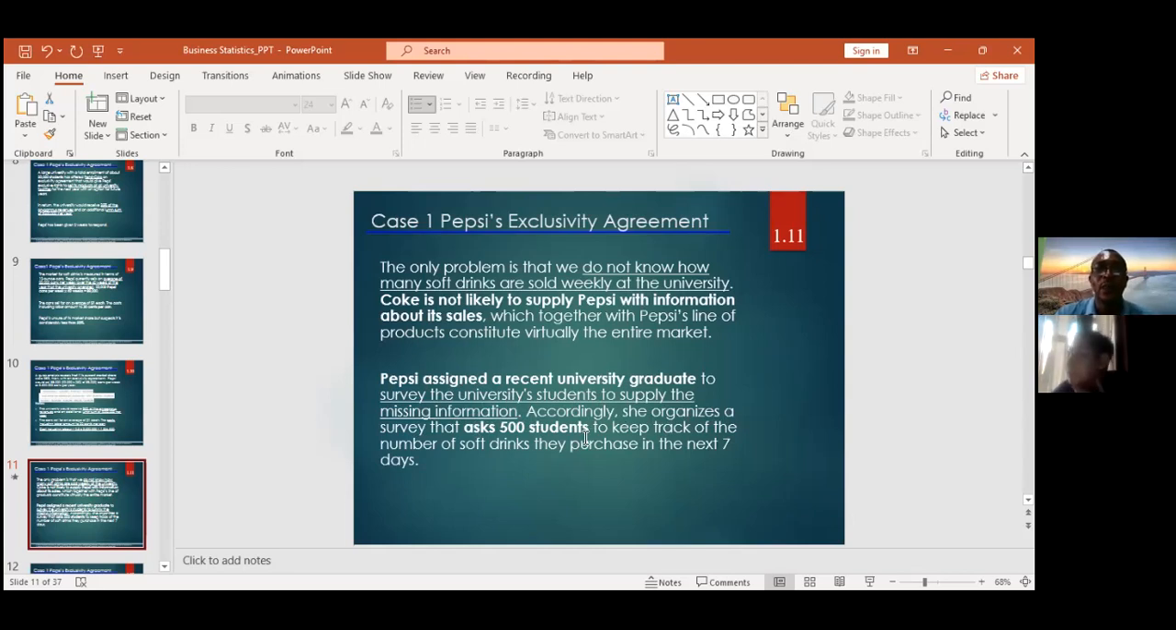Now, let me pause here. In the beginning of the case study, there are 50,000 students. But in the course of doing the survey, Pepsi only used 500 students. Why? Later you will see why Pepsi has to choose only 500. It will be too expensive, or it will be too time consuming to survey all the 50,000 students. So in statistics, you are allowed to take a sample to keep track of the number of soft drinks they purchase in the next 7 days.